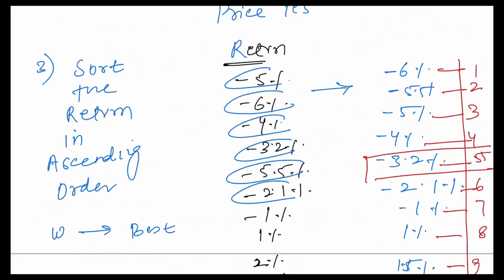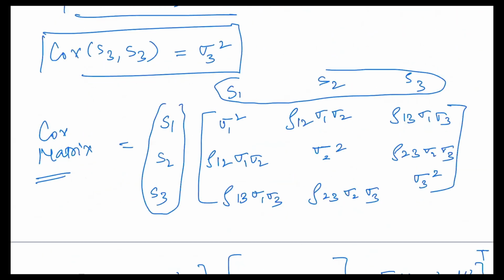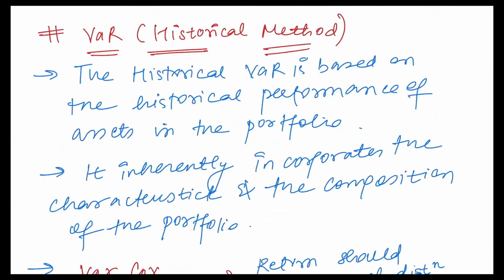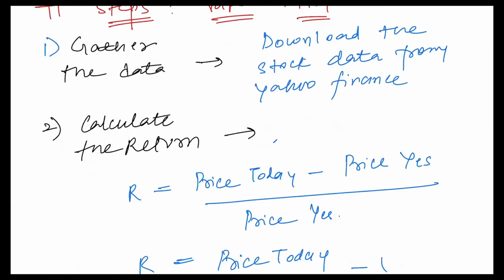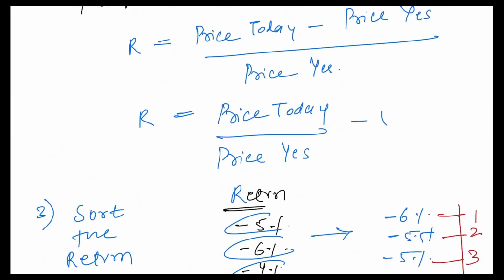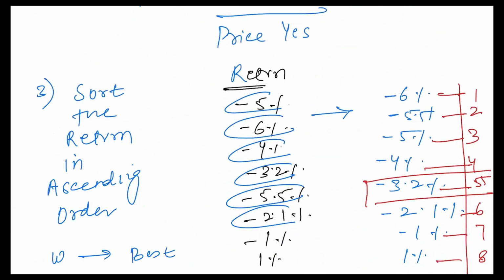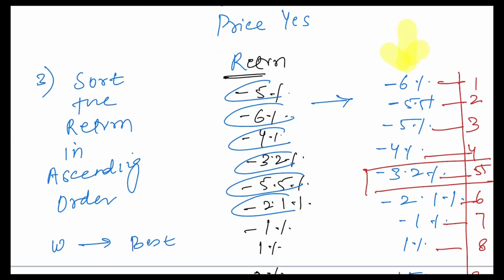Let me summarize the methodology. Okay, so the first step is basically we need to gather the data. Second step is nothing but to calculate the returns. So you can use price today divided by price yesterday minus 1. Then you need to sort your return. So once you sort your return in ascending order, just add your serial number, or you can say add a rank, or let's say position. You're just adding 1, 2, 3 row wise.